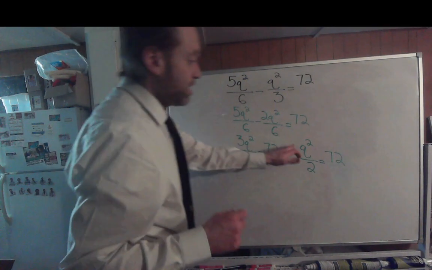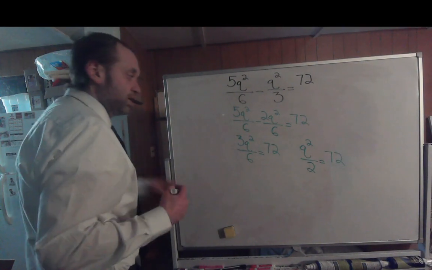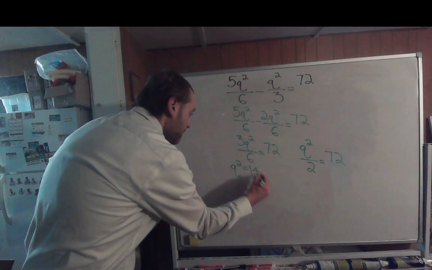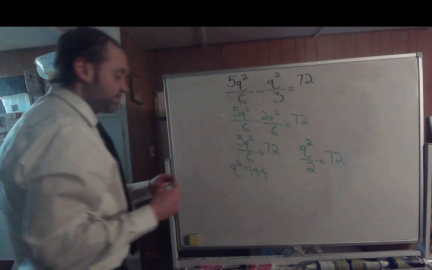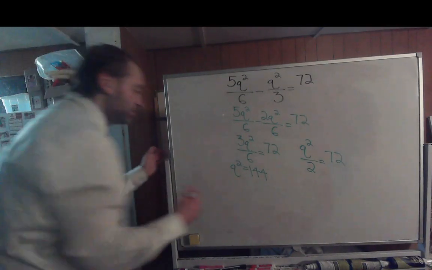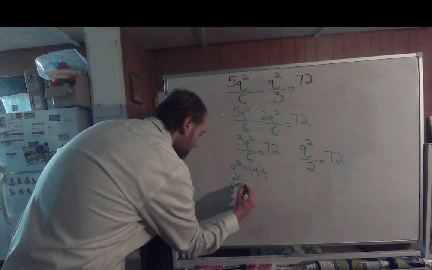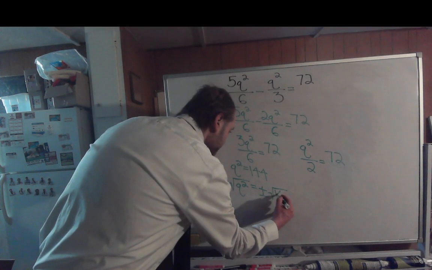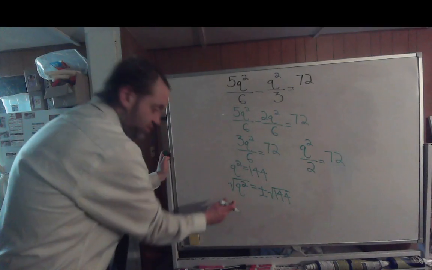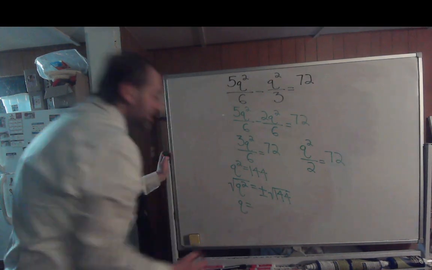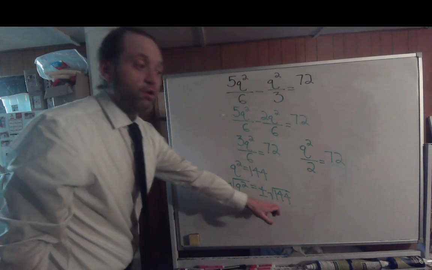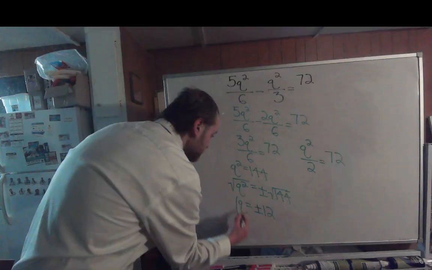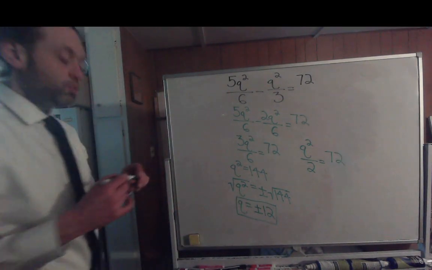Which we can get q squared by itself if we just multiply both sides by 2, right? So that would simply give you q squared would equal 144. So q squared equals 144. Now we can go for the square root. So take the square root of q squared, set that equal to both plus and minus the square root of 144. Well, square root of q squared is q equals plus and minus. Now, good news is 144 is a perfect square, so the square root would just be plus and minus 12. So q equals both plus and minus 12 in this situation.